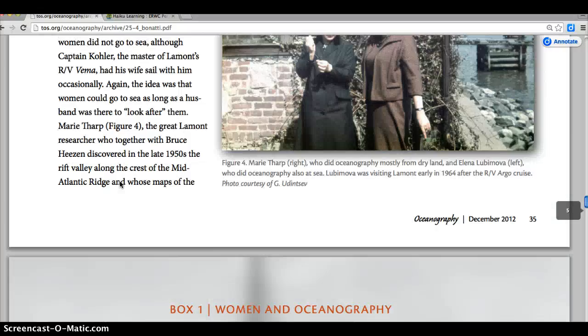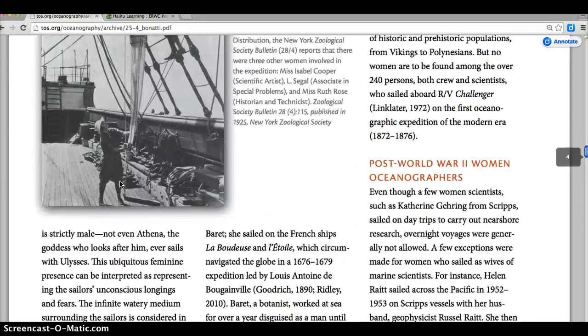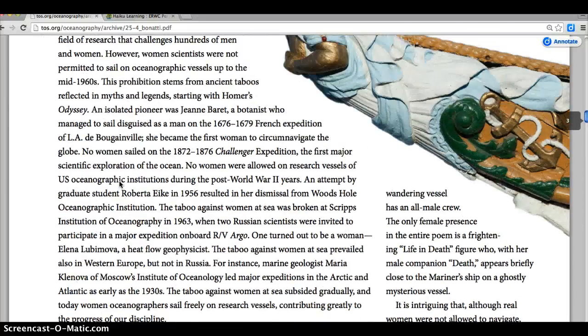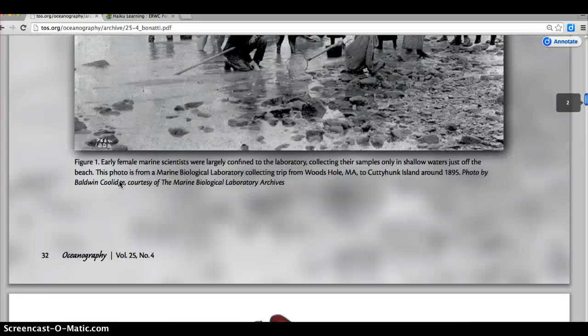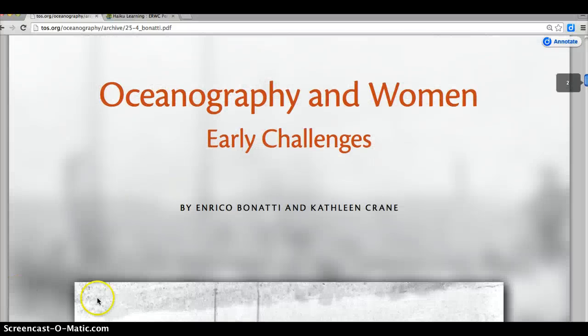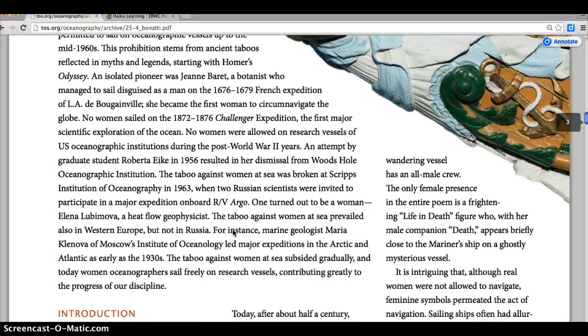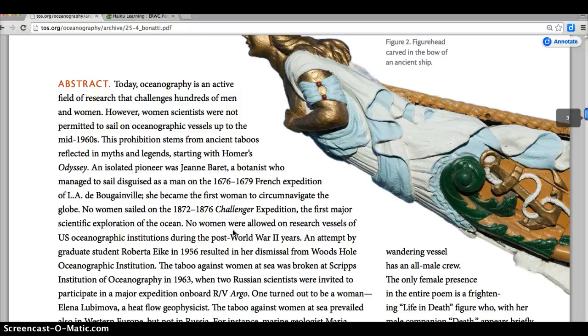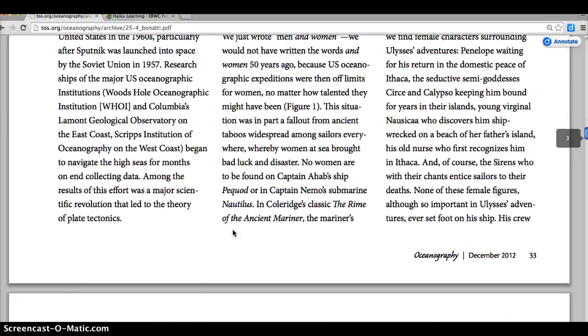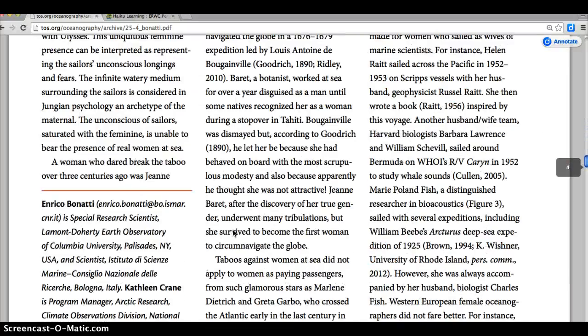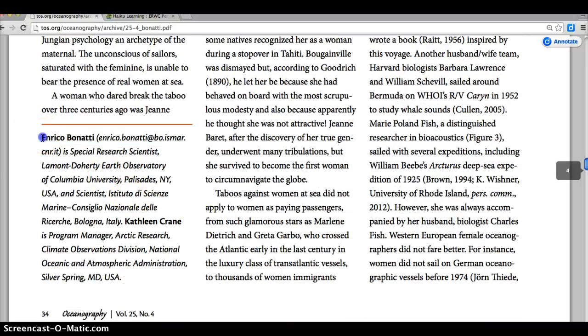And here we've got, keep going, sorry to take so long to get back to the top. Okay, so here are the authors, but let's see if we can find out who they are and why they're writing this article. Here's the abstract, and keep going, there we go, this little kind of sidebar right here tells us.